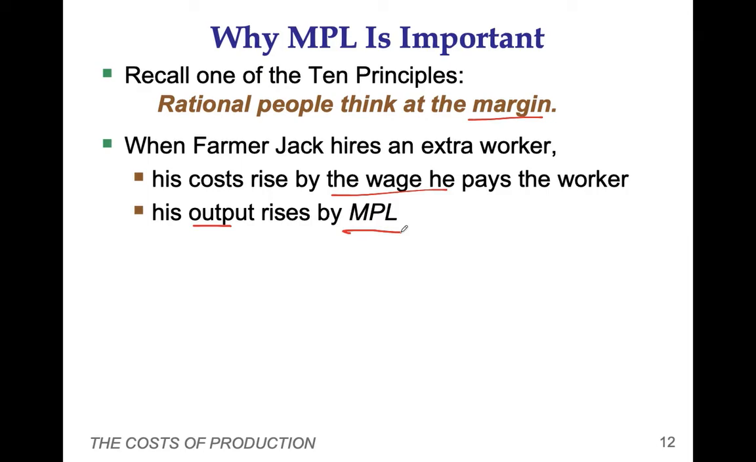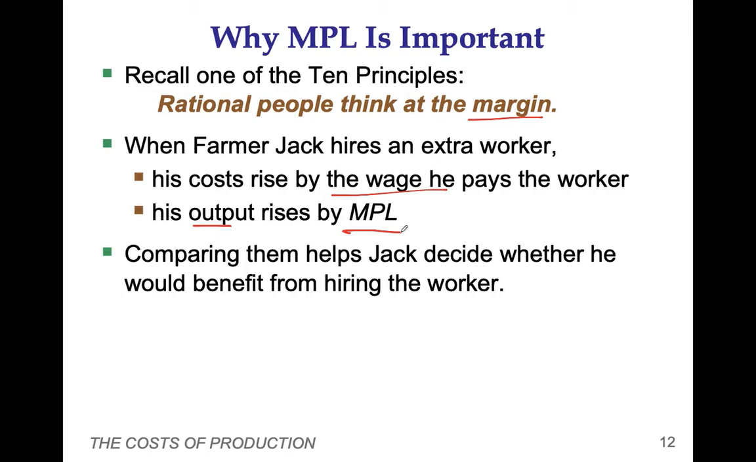What is the participation of this extra worker in rising total output? So he compares these two things: the costs and the revenue of this extra worker. Comparing them helps Jack decide whether he would benefit from hiring the worker. So after comparing these two things, he will decide whether it is beneficial and profitable for him to hire this one more worker or not.